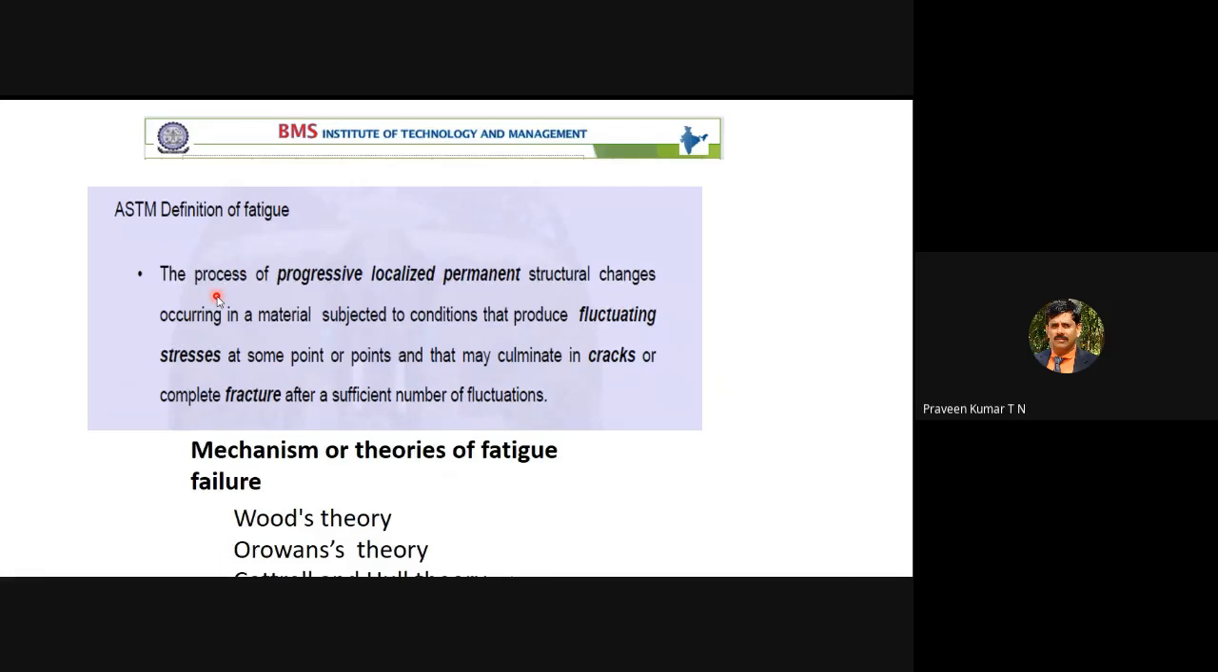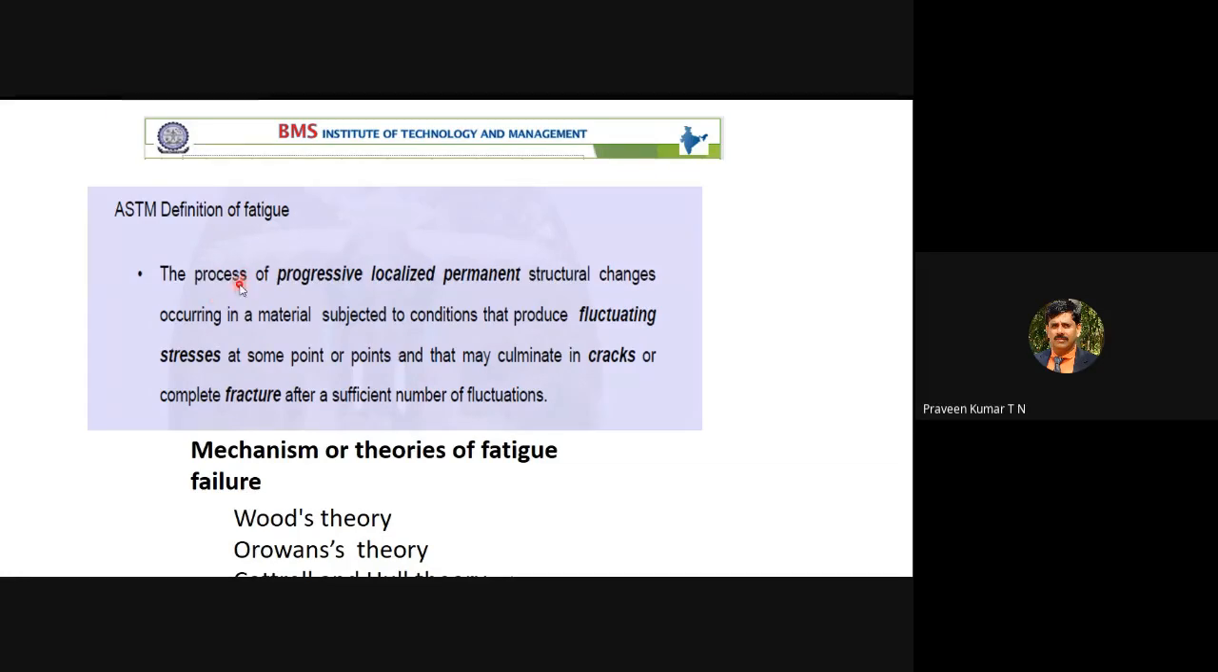So there is an ASTM definition of fatigue. I am not going into detail about ASTM. It is a progressive, localized, permanent structural change. Structural changes refers to microstructural changes. Whenever a crack is formed, the whole material is not destroyed. In each and every part of the material a crack will not form. Only at some part it may form and it may elongate, and finally the failure takes place.